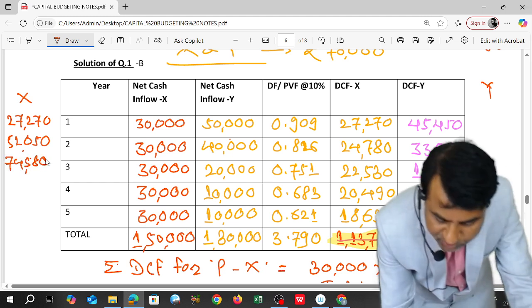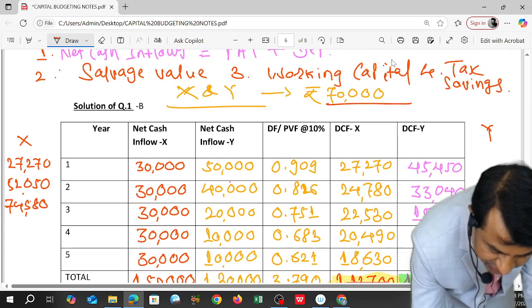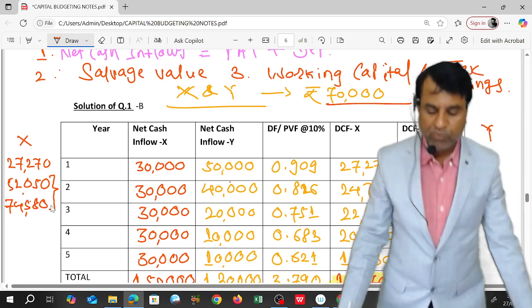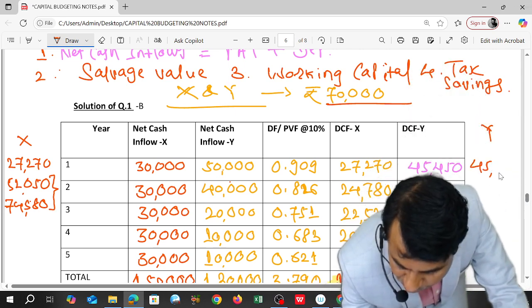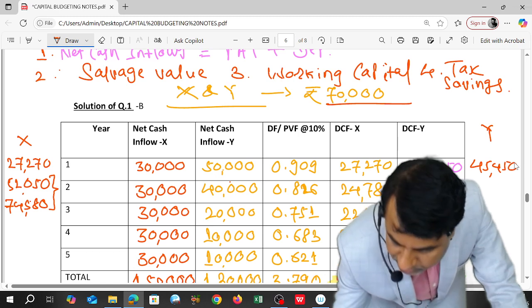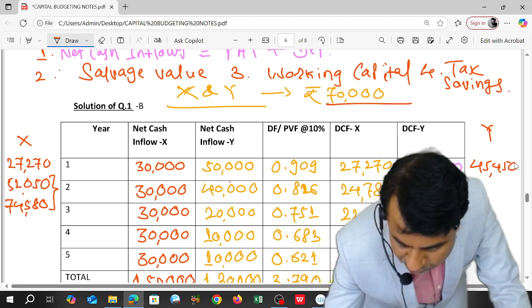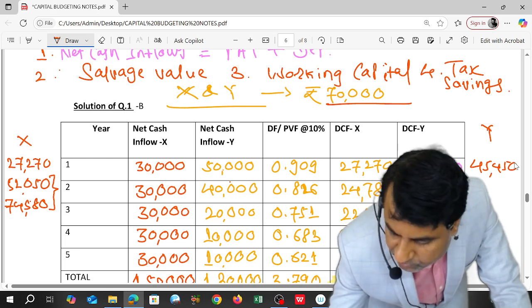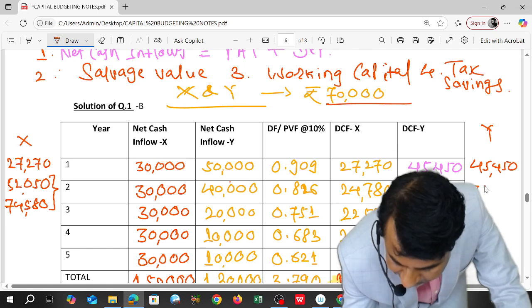As our initial investment is 70,000, which you can see on the screen. So here it is recovered for X in between second and third year for discounted payback. Y का देख लेते हैं. Y के लिए here it is 45,450 second year, 45,450 plus 33,040, 78,490 is second. यही पे हो गया रिकवर हमारा.